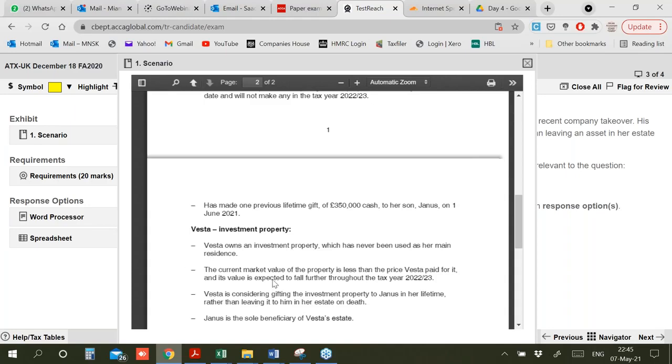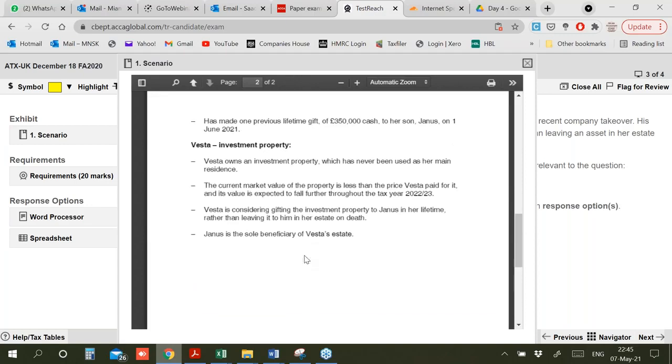Now, Vesta's investment property. Vesta owns an investment property which has never been used as her main residence. The current market value of the property is less than the price Vesta paid for it, and its value is expected to fall further throughout the tax year 22-23.